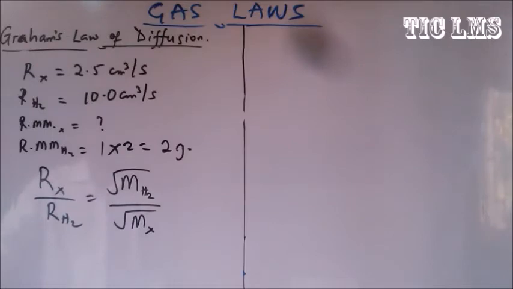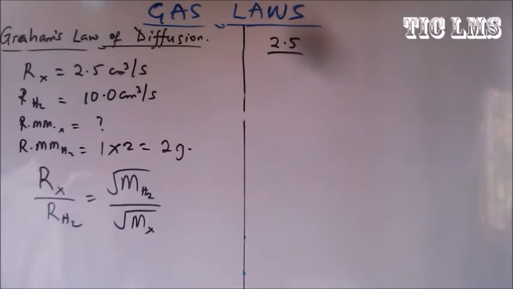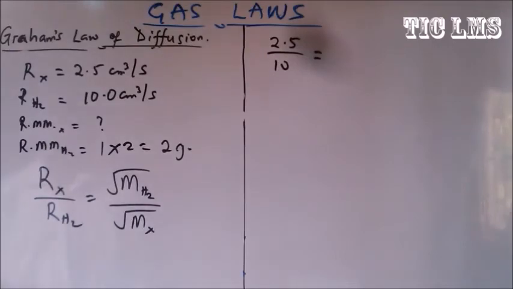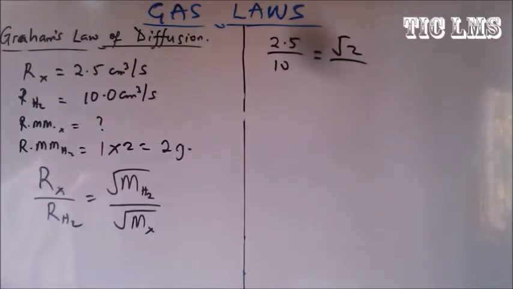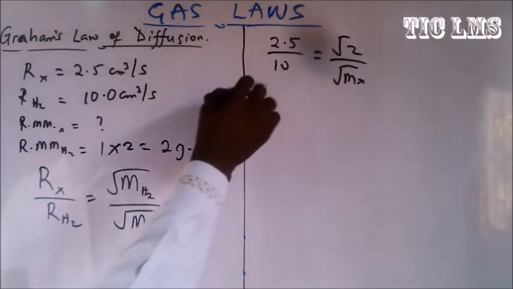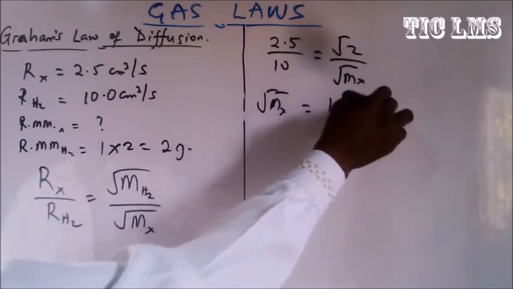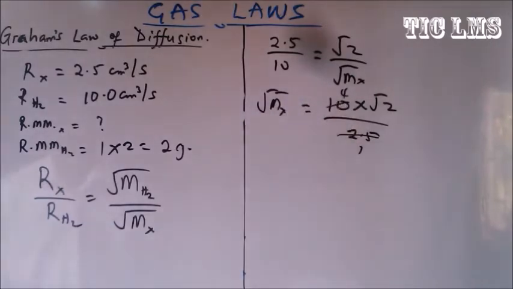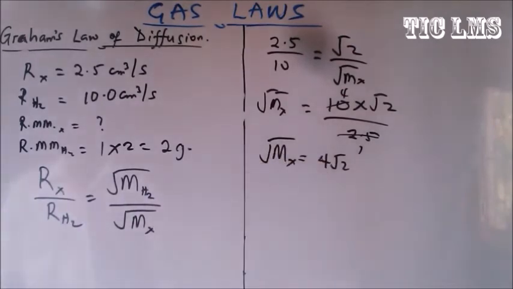From here we have that the rate of diffusion of X is 2.5, so we have 2.5 over the rate of diffusion of hydrogen, which is 10, equal to the square root of 2, the molecular mass of hydrogen, over the square root of our unknown. With this we can cross multiply, so the square root of m of x equals 10 times root 2 over 2.5. This cancels this, and this gives us 4 root 2. The square root of the molecular mass of x equals this.